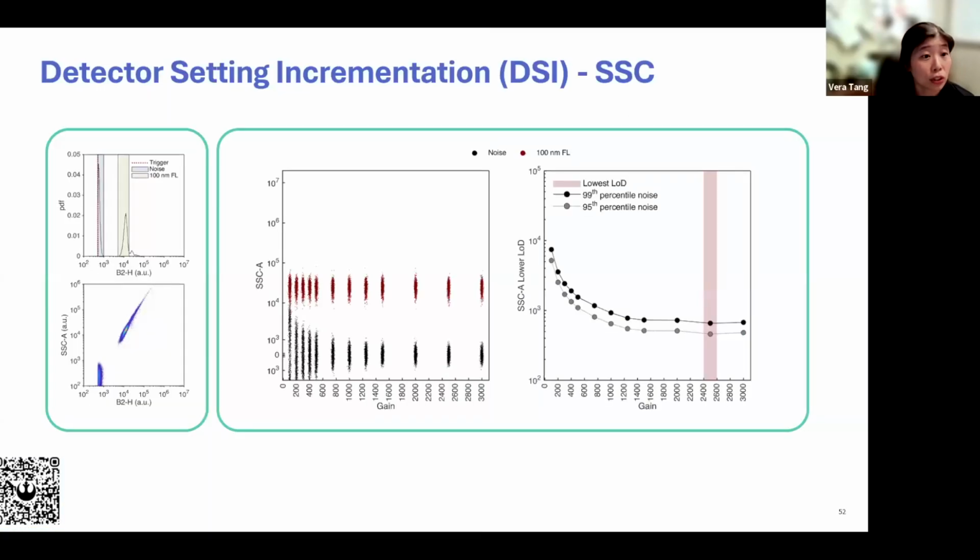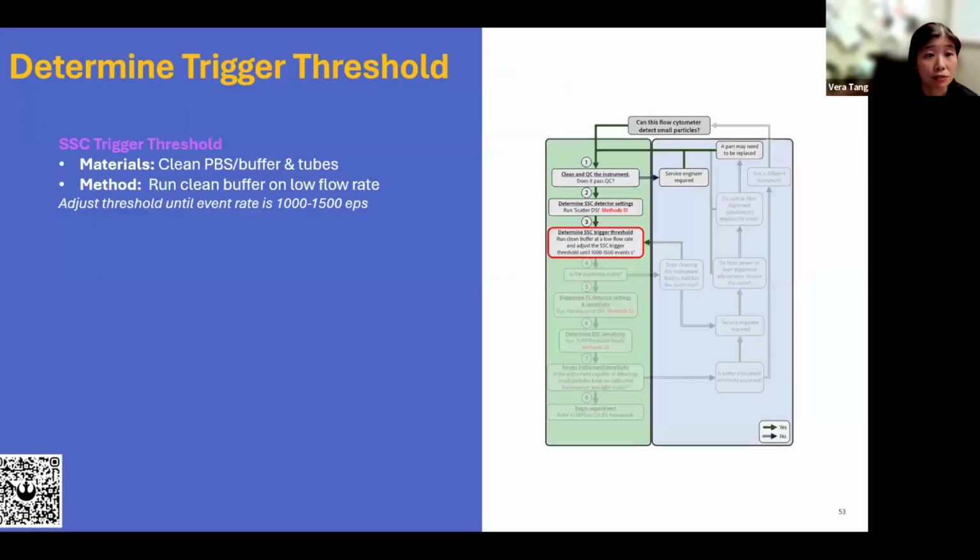Just to give you a look of what that data looks like when you pan through from 200 to 3000, you get some data. And essentially the algorithm, FCM Pass, is looking for the place where we have the lowest amount of noise. So that limit of detection, there's the lowest amount of noise, the settings that we want, and it also wants to balance that with your range of detection as well, right? Because if you crank your settings too high, a lot of your events that you care about would possibly be off scale.